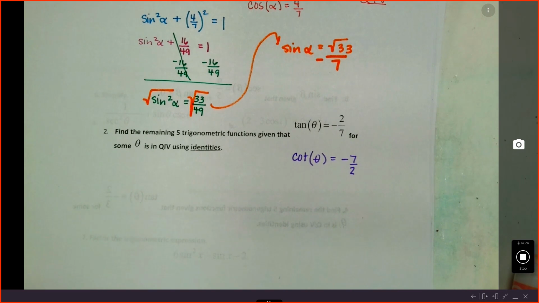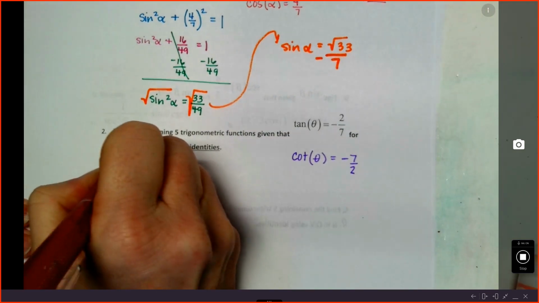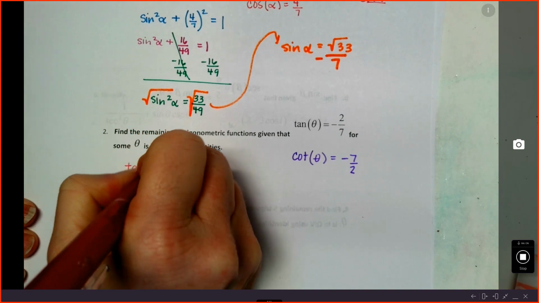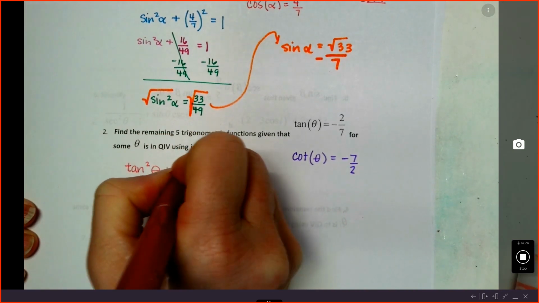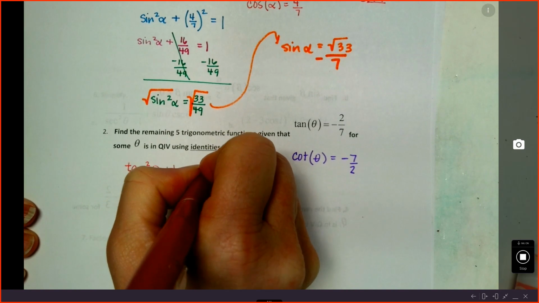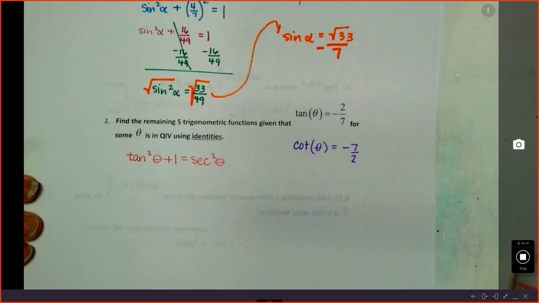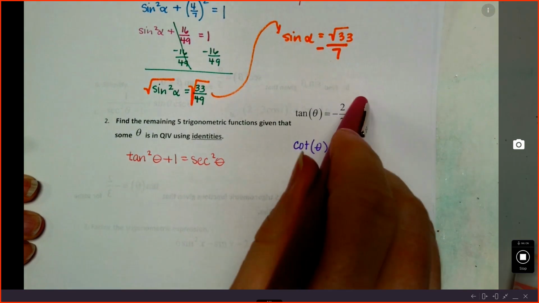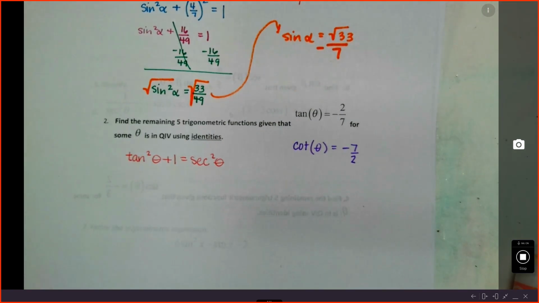Then I think probably the next easiest one to find is to use my Pythagorean identity for tangent. So my tangent Pythagorean identity looks like this. If I use this identity, I'm going to be finding secant. Since I know tangent, I'll just plug it in.